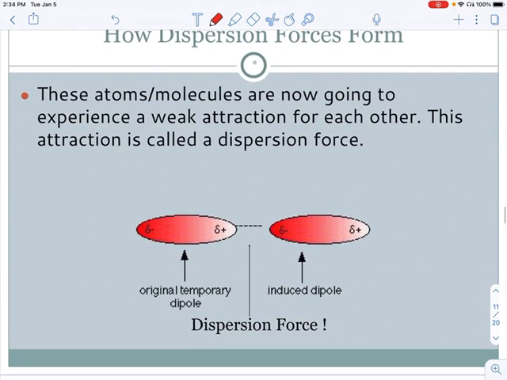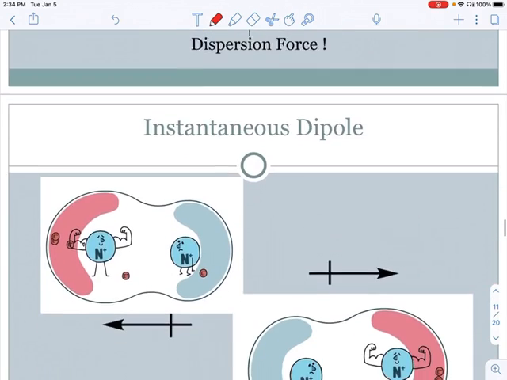Okay. So these molecules are now attracted to each other because of these temporary dipoles, because of the random clustering of electrons on one side of the molecule. And this gives us a dispersion force, shown here with the dotted line.